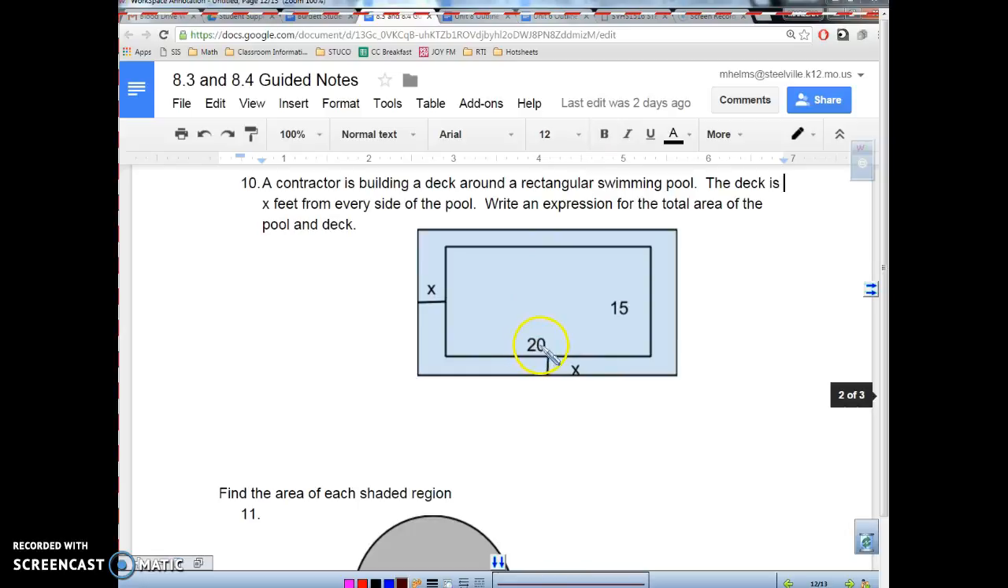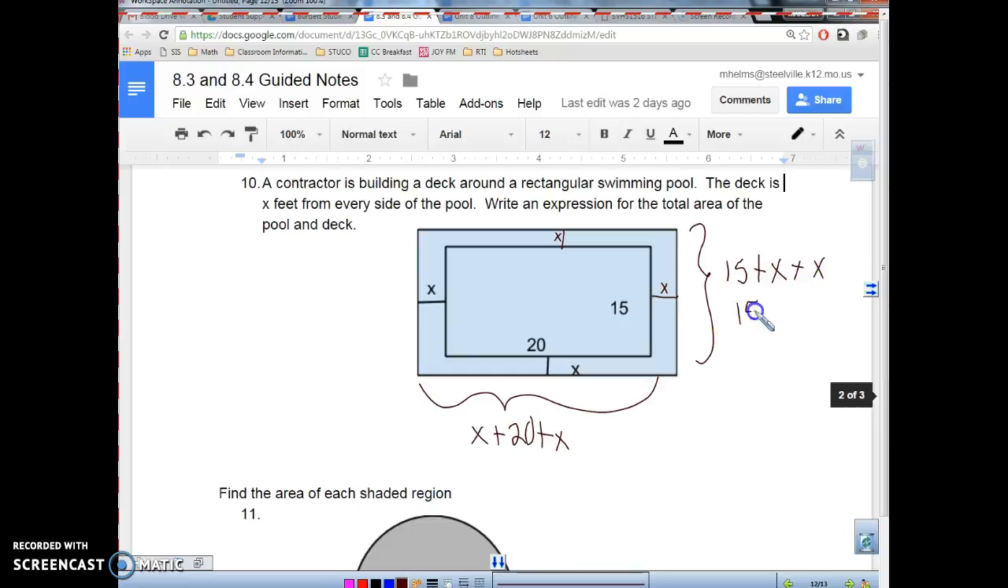So the area of the entire thing, because remember this is X and this is X, well, remember the area of a rectangle is length times width. So the length here is X plus 20 plus X. And my width here is 15 plus X plus X. So this is really 15 plus 2X and 20 plus 2X. So you have 15 plus 2X times 20 plus 2X. And then you're just going to FOIL them.